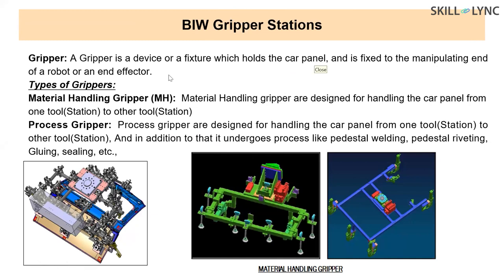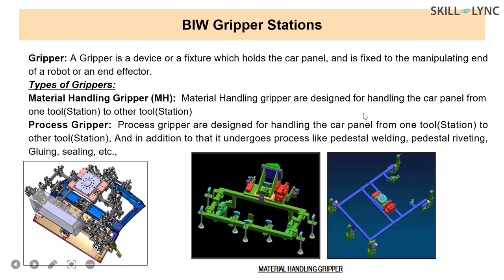What is a gripper? A gripper is also a part of a fixture, but in a fixture we'll have a large number of components. A gripper is used just for the material handling process. We'll use lightweight materials like aluminium and square tubes, which are used for transporting material from one place to another. We'll have different types of grippers.